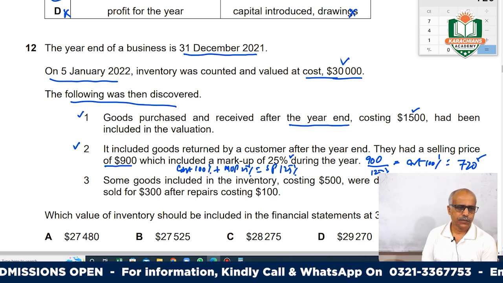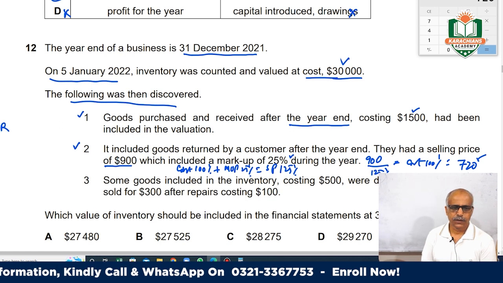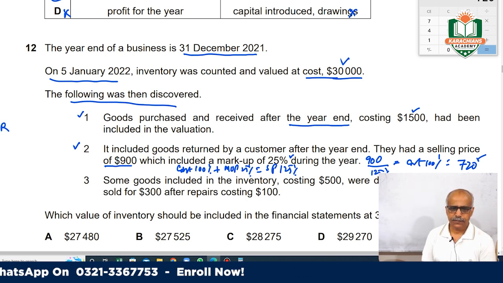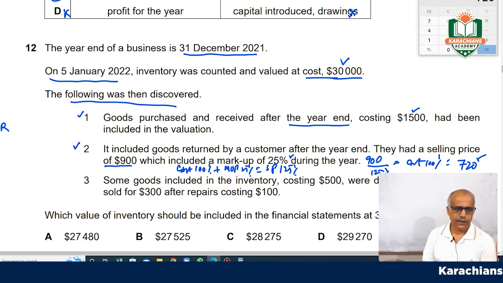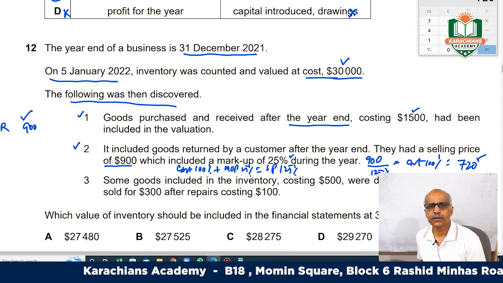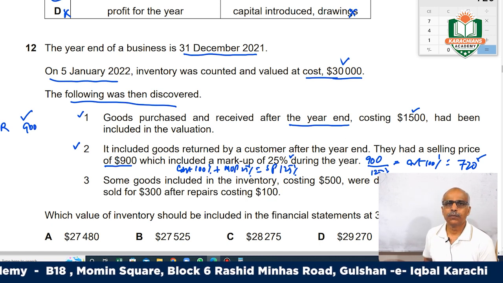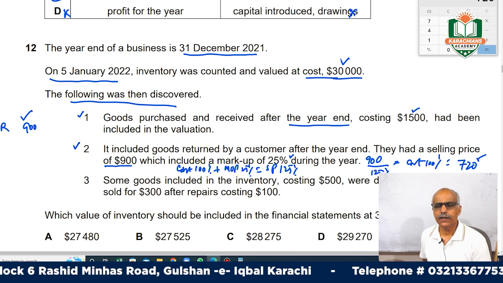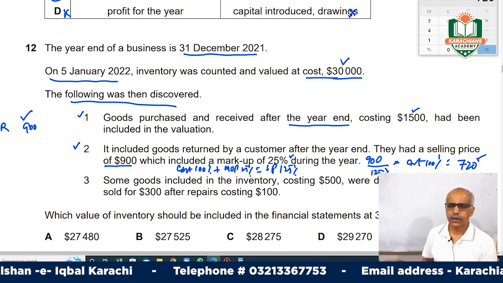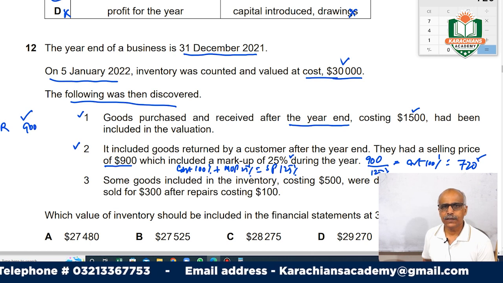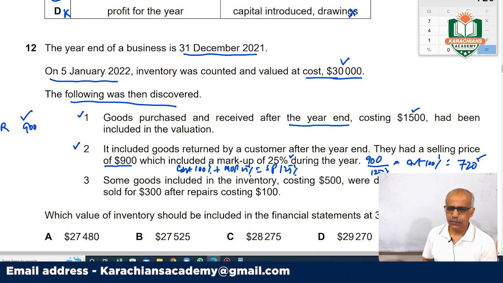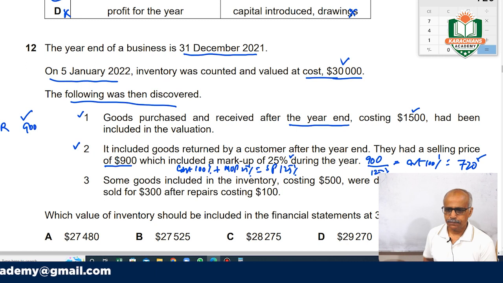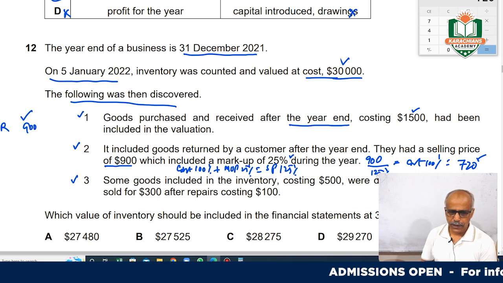Sales return means sales return is debited with 720. Its selling price was 900, so the sales return is 900, but its inventory cost is 720. In inventory it should be 720, but it should not be part of last year's inventory. So this is wrongly included, and we have to consider 720. What they have done is mistakenly included the inventory of the next year in the closing inventory. Move to error number 3.